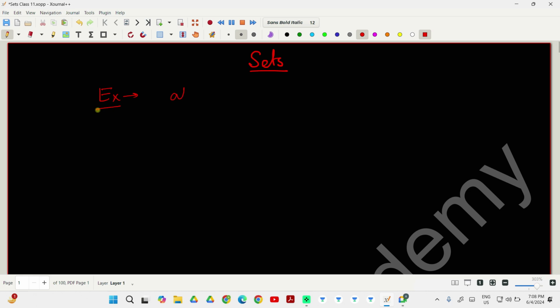Suppose all the students of class 11. As you are in class 11, so all the students of class 11 in your school. So what can you say about this? Like all the students of your school of class 11.